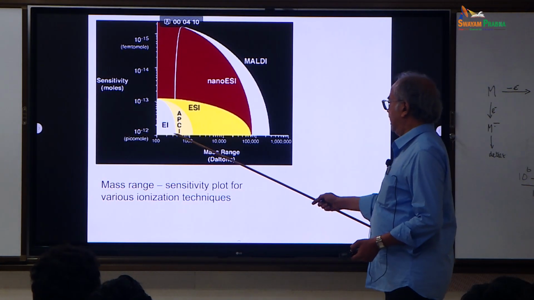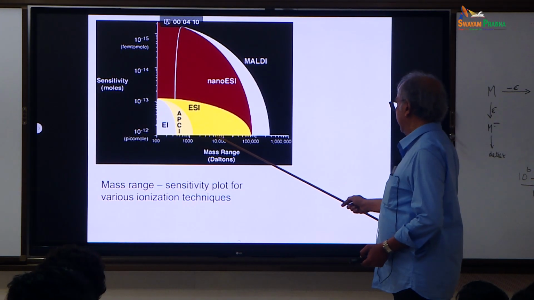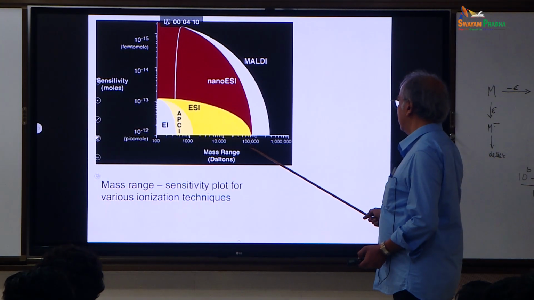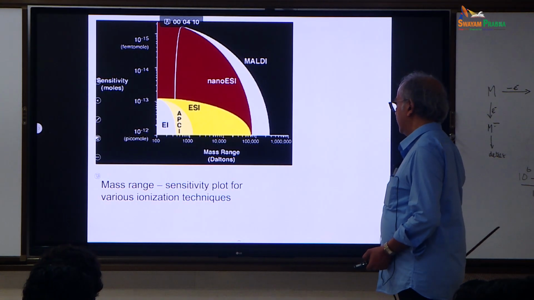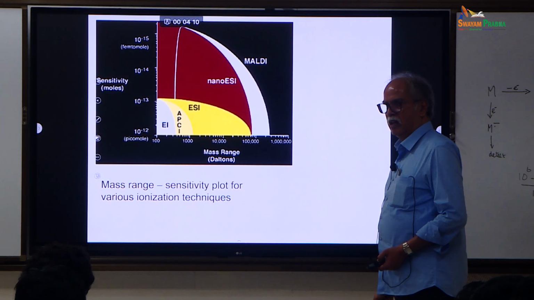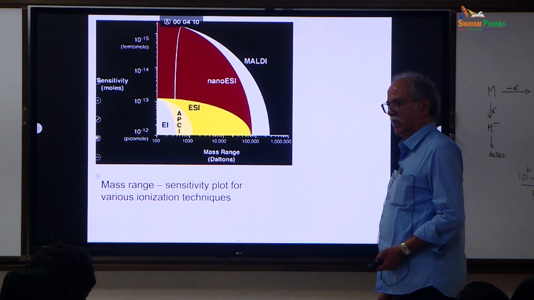Electrospray ionization mass spectrometry sensitivity is up to 10 to the power minus 13 moles. You can go up to a mass range of 100,000. This chart is very useful to decide what is the technique you would need to analyze the sample.